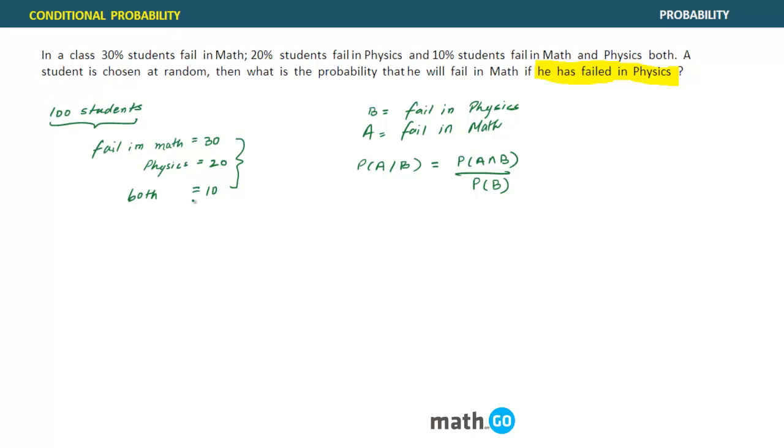We already know that probability A intersection B, both, is 10%. That is 10 by 100, which is nothing but 1 by 10. And probability B, that he fails in physics, is given to be 20%. That is nothing but 1 by 5. Just put the values. Very, very simple problem. So 1 by 10 upon 1 by 5. The answer comes out to be 1 by 2. This is the answer we were looking for.